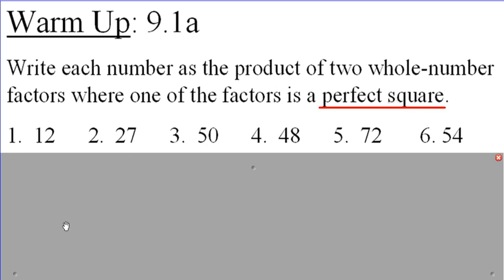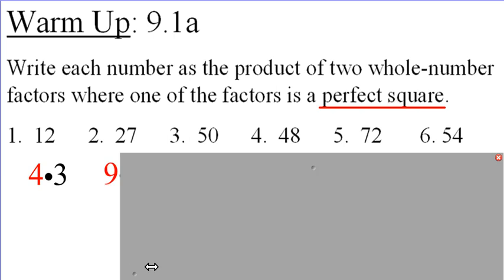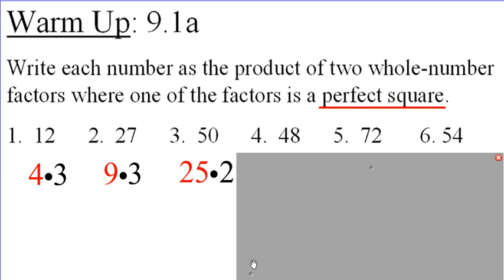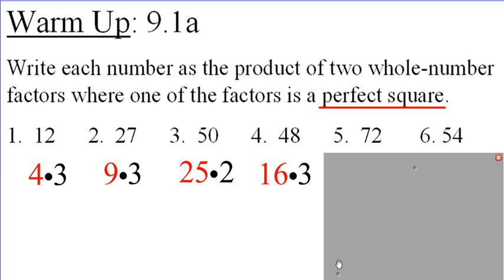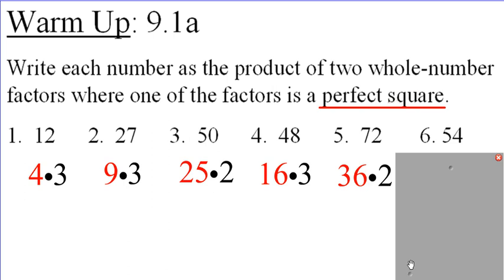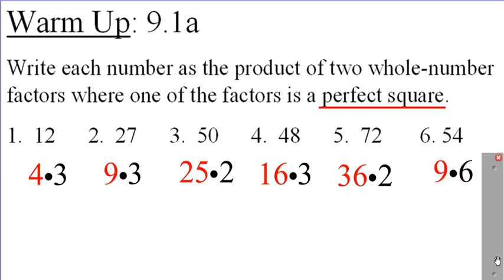So 12 would come from 4 times 3, with 4 being the perfect square factor. 27 would come from 9 times 3, with 9 being the perfect square factor. 50 comes from 25 times 2, where 25 is our perfect square factor. 48 comes from 16 times 3, where 16 is our perfect square factor. 72 comes from 36 times 2, where 36 is our perfect square factor. And 54 would come from 9 times 6, where 9 is our perfect square factor.